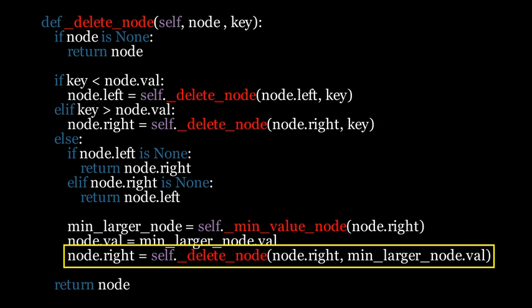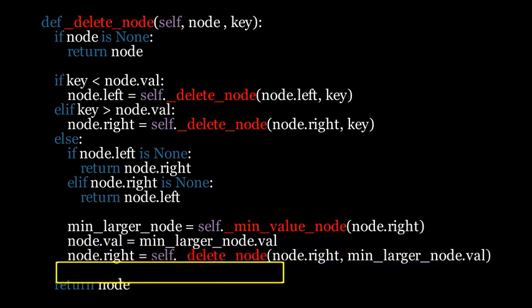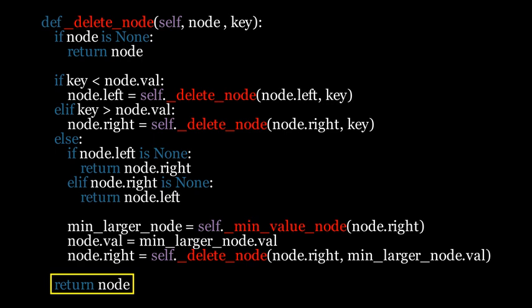This maintains the binary search tree property, ensuring all nodes to the left are smaller and all nodes to the right are larger. Finally, the function returns the updated node, maintaining the tree structure even after the deletion. This approach guarantees that the binary search tree remains valid and balanced after a node is removed.